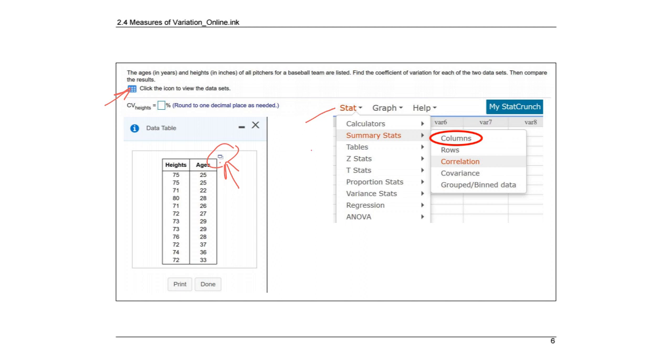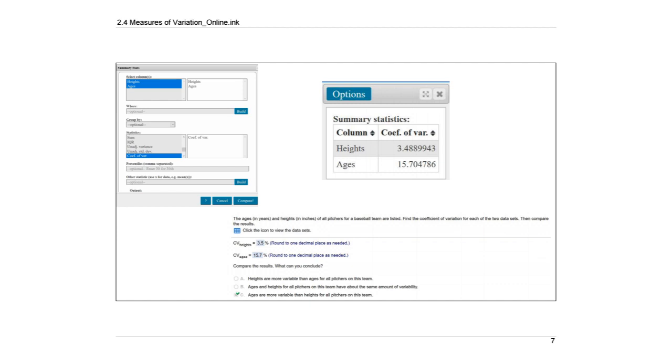We're going to go to Stat, Summary Stat, Column, and then let's look at the next screen. Now we want to look at both of these. We want to look at the height and the age. So when you go up here to select the column, you're going to click height first, and then you have to hold the control key down in order to get the age also. Otherwise, it's going to flip-flop to age. So if you want both, you click height, hold the control key down, hit age, and then we'll get the data for both of them.